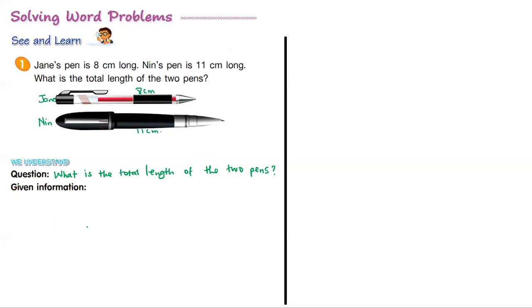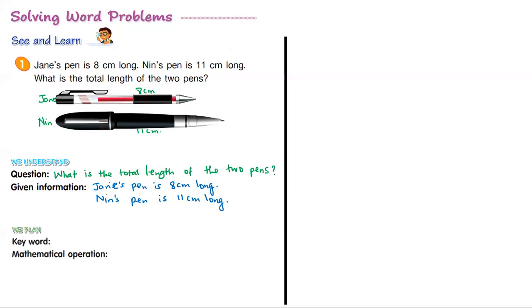Given information, what do we have then? Yes, what do we have? What we have helps us to answer the question. So we know that Jane's pen is 8 centimeters long. We also know that Nin's pen is 11 centimeters long. Yes, so that's what we know.